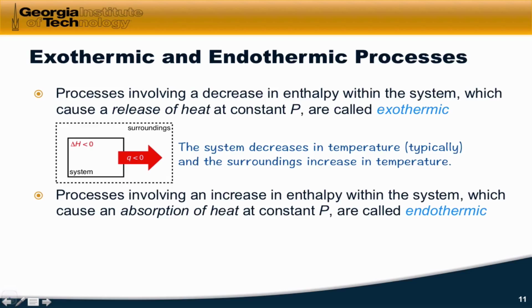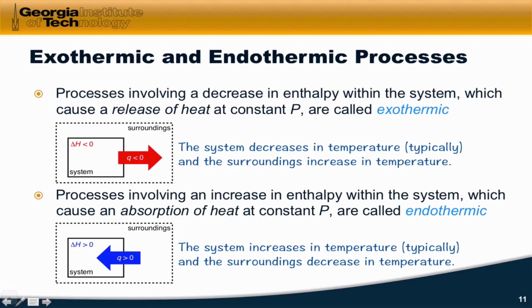Processes involving an increase in enthalpy within the system, which cause an absorption of heat into the system at constant pressure, are called endothermic. And in this case, since the system is absorbing heat from the surroundings, delta H is greater than 0, Q is greater than 0, and we would observe a decrease in the temperature of the surroundings relative to their starting point, since heat is being transferred from the surroundings into the system.